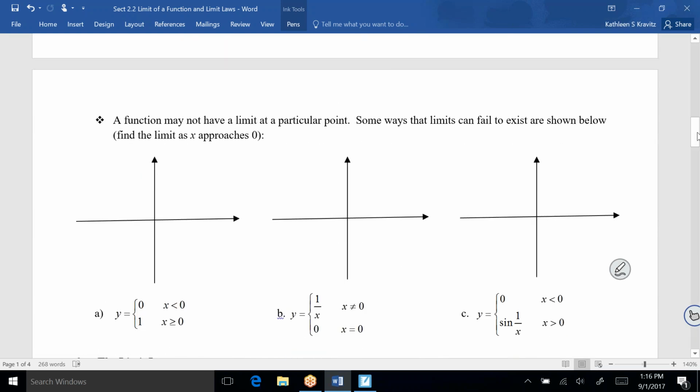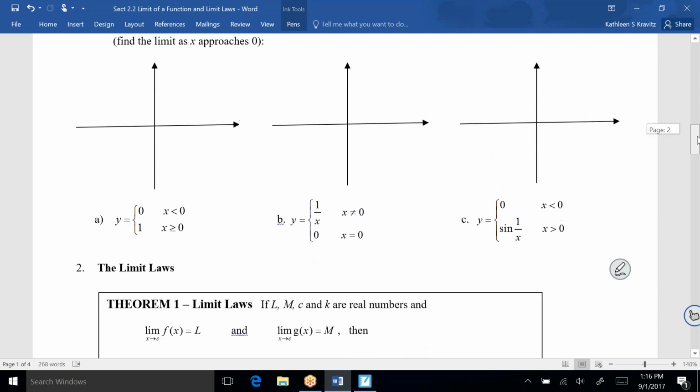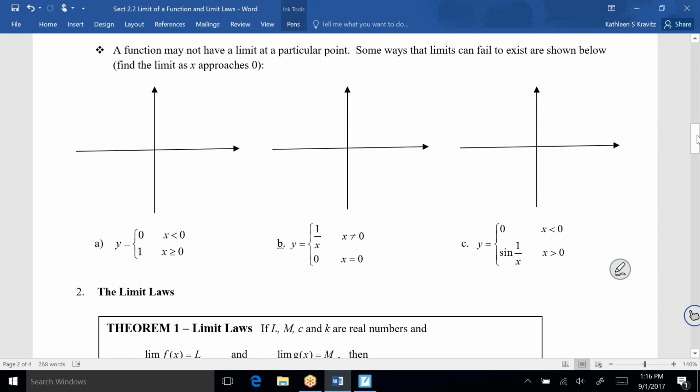All right, then let's go to the next page on your notes, and it says that a function may not have a limit at a particular point. So some ways that limits can fail to exist are going to be shown below, and we're going to be finding the limit as x approaches 0. So let's look at a couple of these examples.